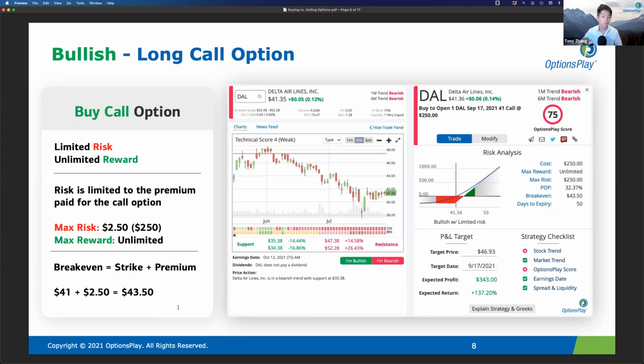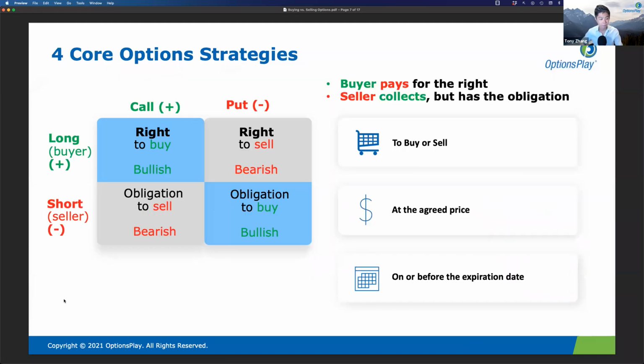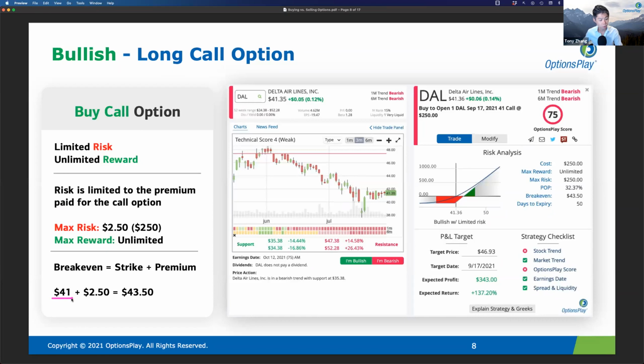Well, there's one drawback to this strategy, and it's the fact that the break-even price is the strike price of the call option that I'm purchasing, which here is $41, plus the $2.50 which is what I have to pay to enter the contract. That gives me a break-even price of $43.50. We're going to look on the next slide at why the stock has to reach $43.50 before this is profitable.